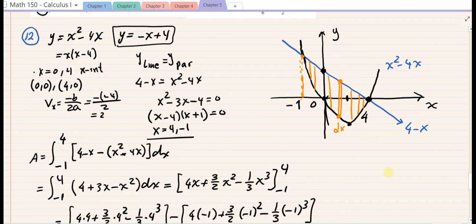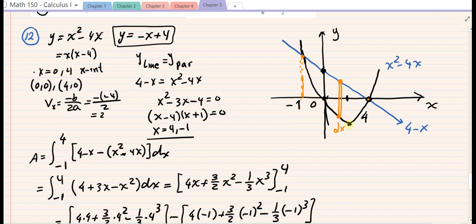And again, we could have done this with horizontal rectangles, but they would have been much harder to work with. The reason is because, for example, my horizontal rectangle goes like this. Now you've got to find the equation in terms of x of the left branch and then the right branch. So there's definitely more work involved in there.